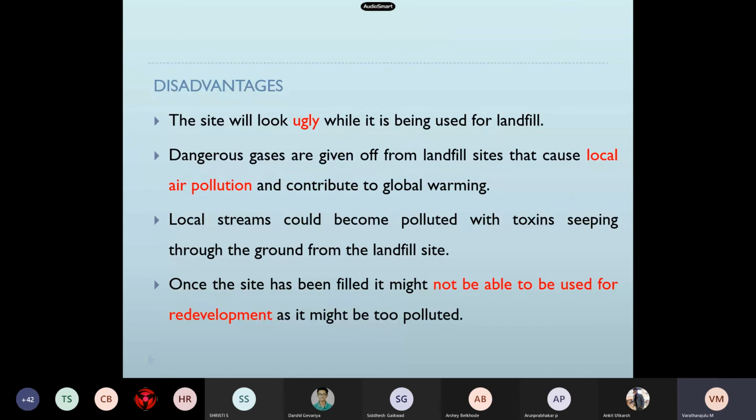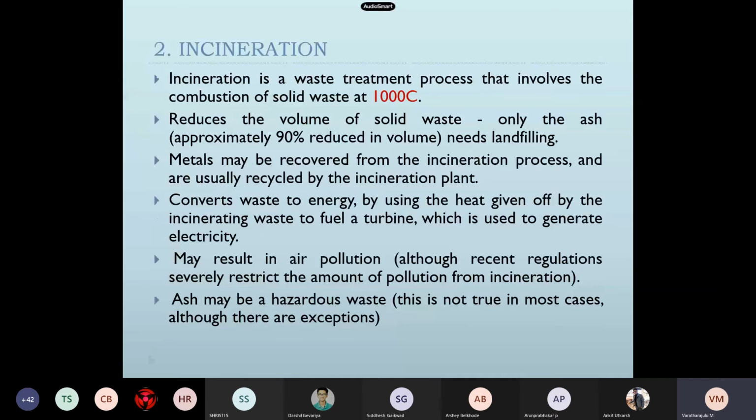The second type of waste management system is incineration. According to the European Waste Incineration Directive, the incineration plant must be designed to ensure that the flue gas reaches a temperature of at least 850 degrees Celsius for 2 seconds, in order to ensure proper breakdown of toxic organic substances.